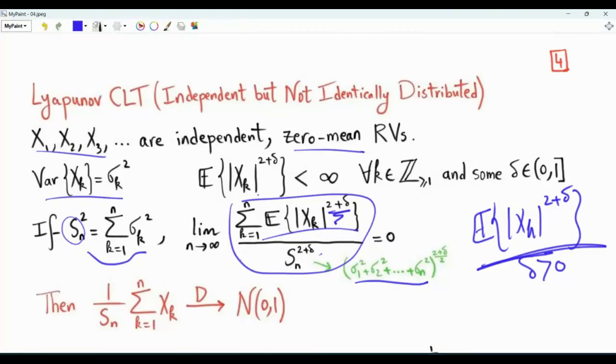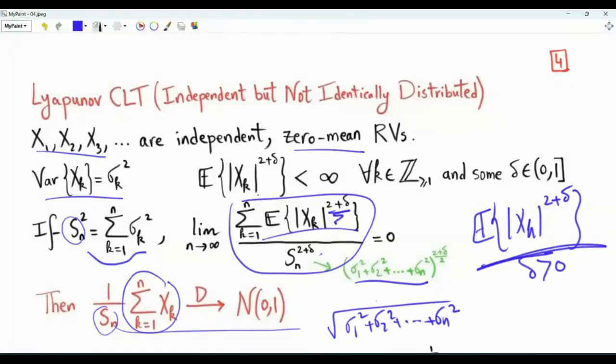What is the quantity that will converge in distribution? It is the sum of the x's, x1 plus x2 plus x3 to xn, and now we divide by Sn, the square root of sigma 1 squared plus sigma 2 squared to sigma n squared. This summation divided by Sn converges in distribution to a standard Gaussian. Technically, this means that the CDF of this quantity, as n tends to infinity, will converge to the CDF of a standard Gaussian random variable.